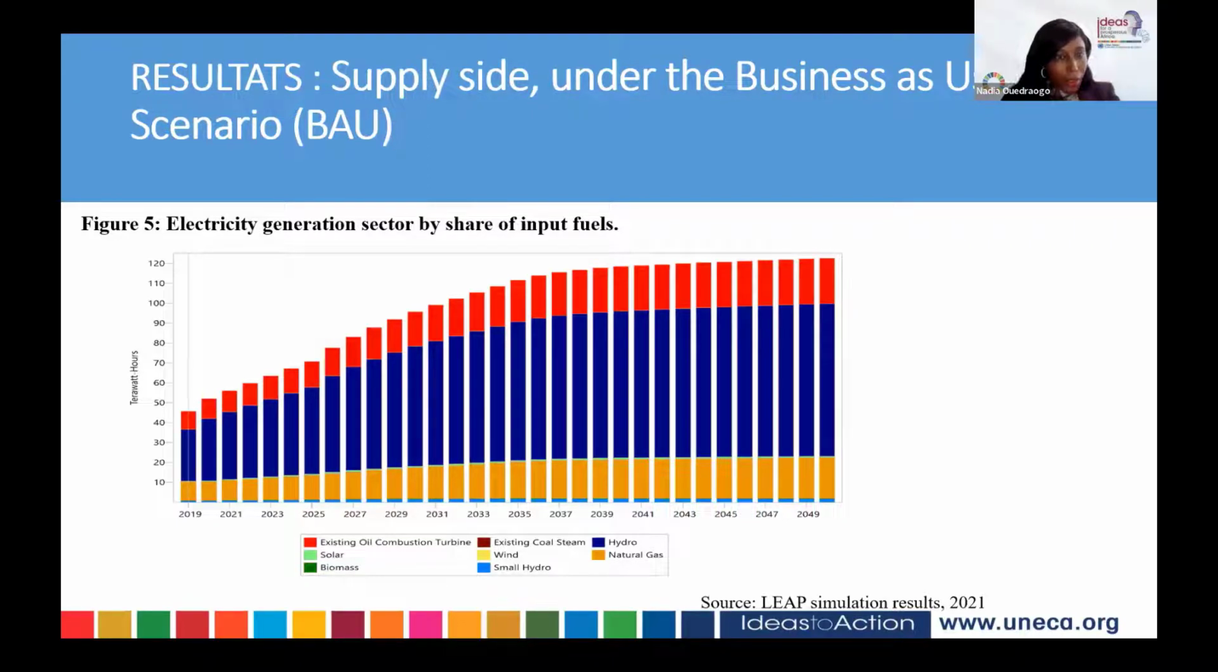It can also be seen that this generation will double from 2020 to 2050, from about 56 terawatt in 2020 to 122 terawatt by 2050. This electricity generation, even if it is increasing, will be less than the demand by 2050.